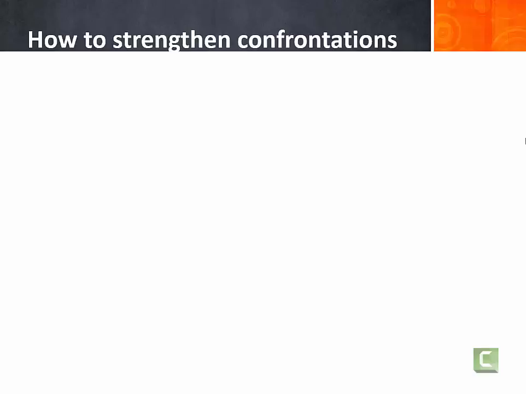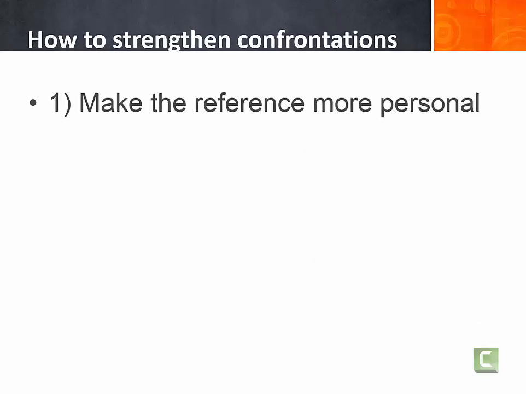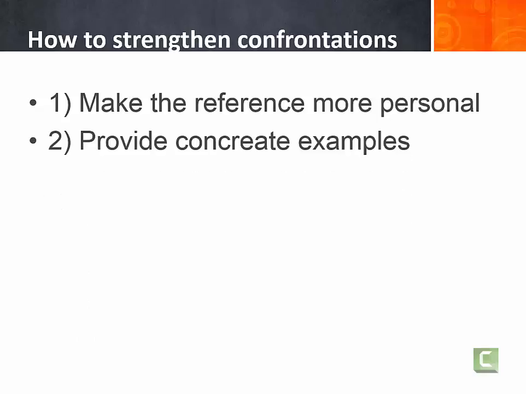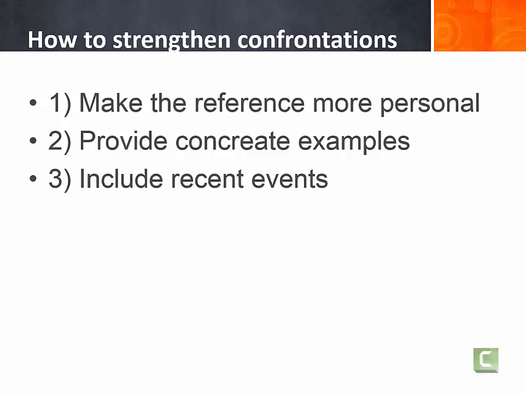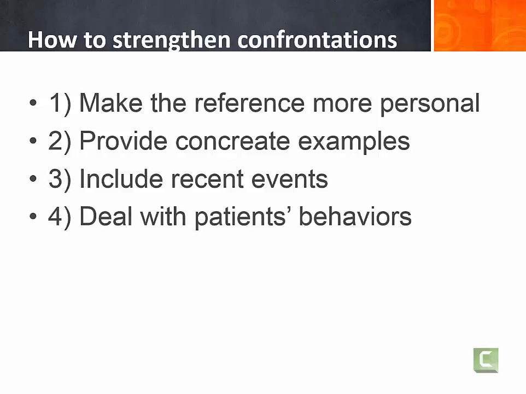If confrontations need to be strengthened, given that patients are not taking proper action, providers can strengthen confrontations in the following 5 ways. First, make the reference more personal and more direct by making it clear that the issue is the patient's discrepant behavior. Second, provide concrete examples by recalling previous patient discrepancies. Third, include recent events to make it more recent in their mind.